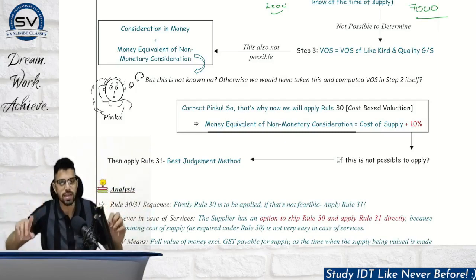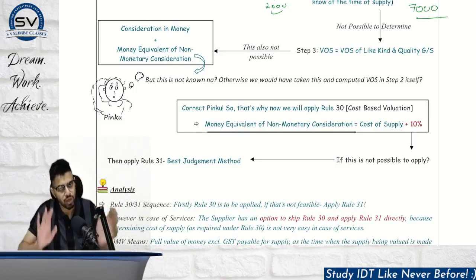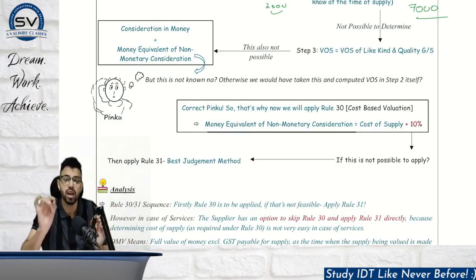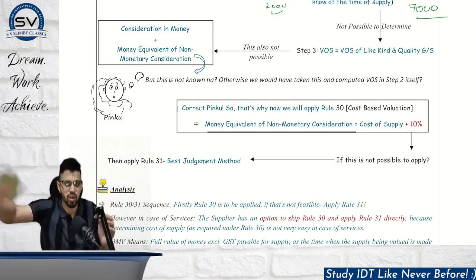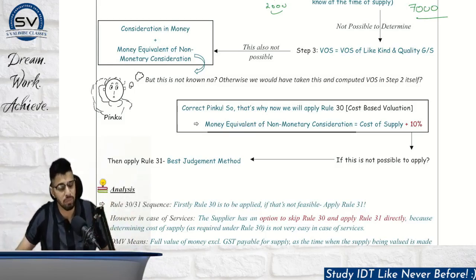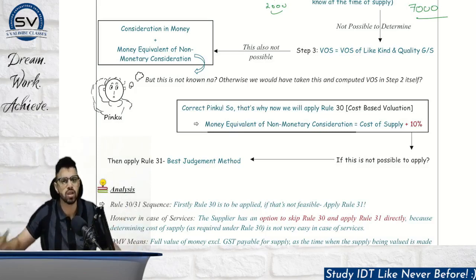So rule 30 says that value of supply is cost plus 10%. Now this is taking a reasonable assumption that every person is going to charge at least 10% profit. So rule 30 says cost plus 10% and rule 31 says best judgment. Best judgment means where all the rules fail, 27, 28, 29, and the related rule 30 also failed. Now we will use best judgment. Best judgment means we will apply residual method, best judgment as to what the value of supply should be.